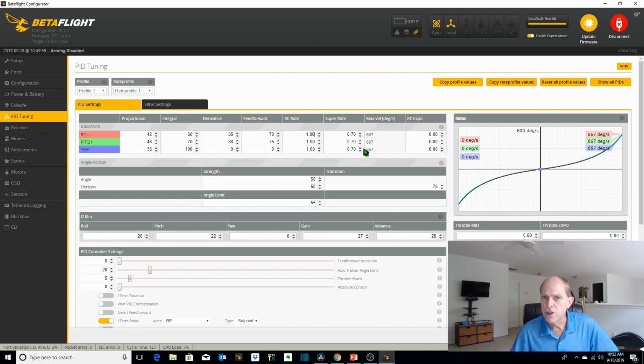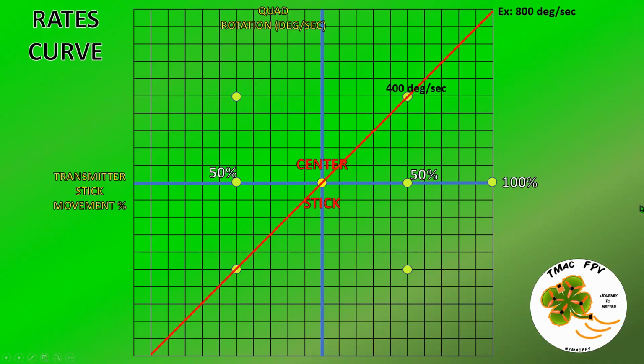So when you change these numbers, the curve of each one of these axes will change over here in this graph. Let's go ahead and take a look at how to read this graph. To make it easier to explain, I've just expanded that rates graph here. This line represents how your quad responds to your stick input, so I'm going to call this line your quad response curve.